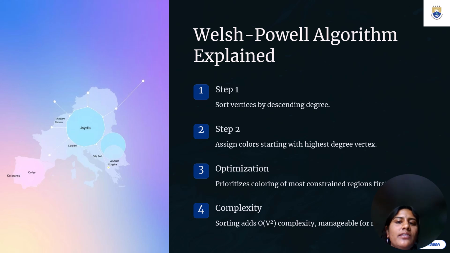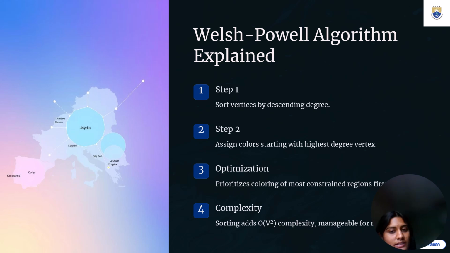Here, step 1 is to sort vertices in descending order of degree. Step 2 is assigning colors, starting with the highest degree vertices. The third step is optimization, which prioritizes coloring the most constrained regions first.